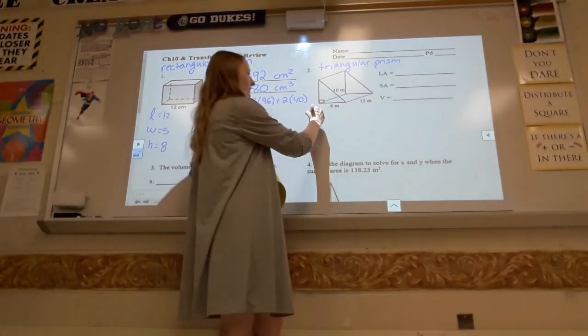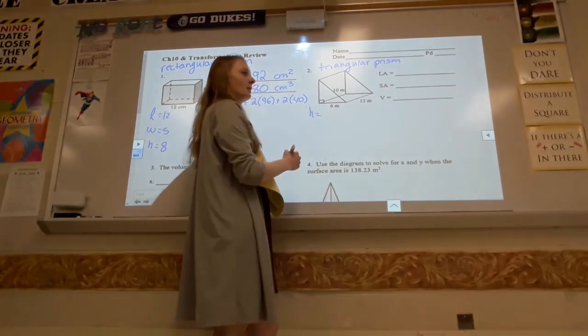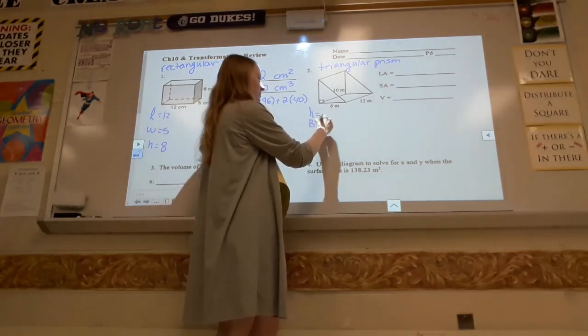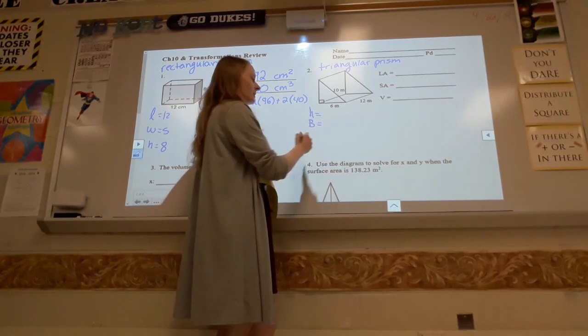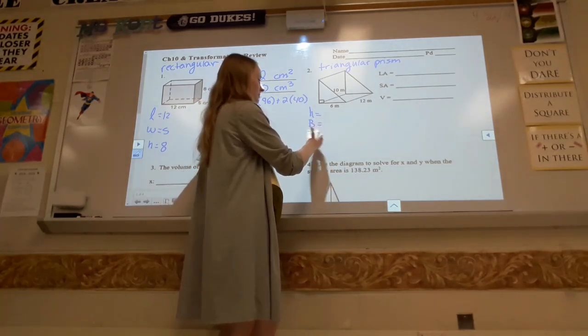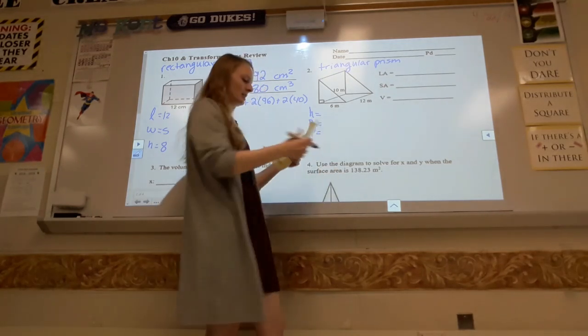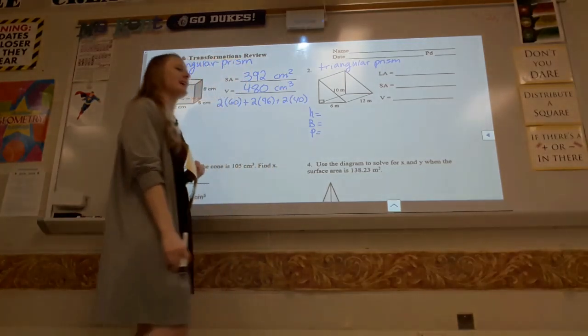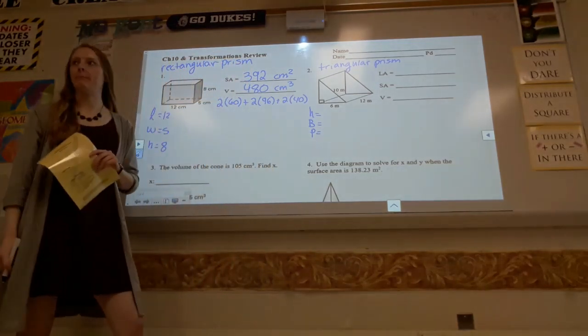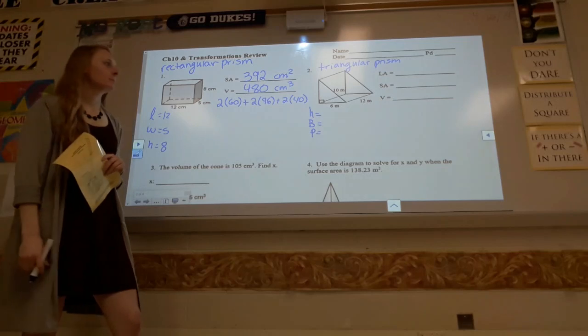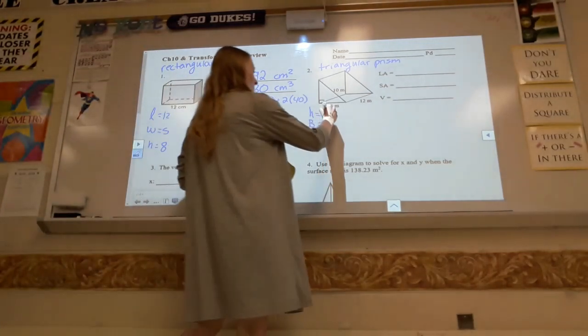Height, base area, the area of the base, capital B, perimeter of the base, P. Is that it? Yeah, okay. So what is the height of the prism? 6. 12. It's 12. Remember, we made this distinction.